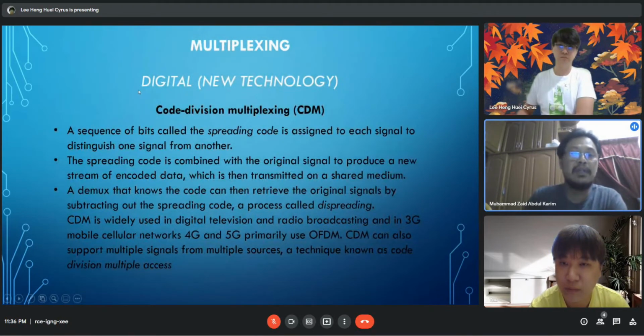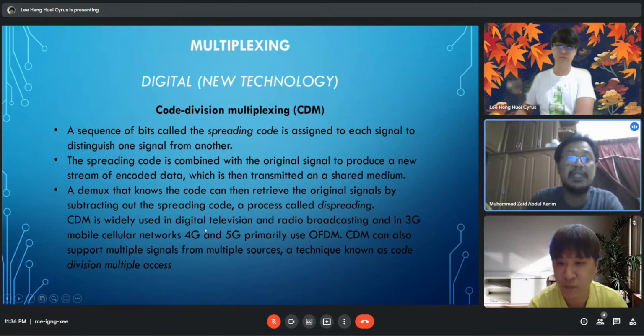Digital, new technology, code division multiplexing, CDM. A sequence of bits called the spreading code is assigned to each signal to distinguish one signal from another. The spreading code is combined with the original signal to produce a new stream of encoded data, which is then transmitted over a shared medium. A demultiplexer that knows the code can then retrieve the original signal by subtracting out the spreading code, a process called despreading. CDM is widely used in digital television and radio broadcasting and 3G mobile cellular networks. 4G and 5G primarily use OFDM. CDM can also support multiple signals from multiple sources, a technique known as code division multiple access.